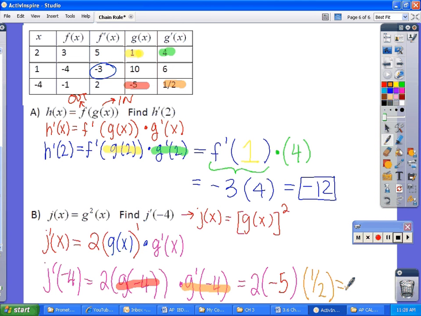5. So that is a very quick review of chain rule along with your trig derivative rules. You do need to be able to do both, and mostly in combination.